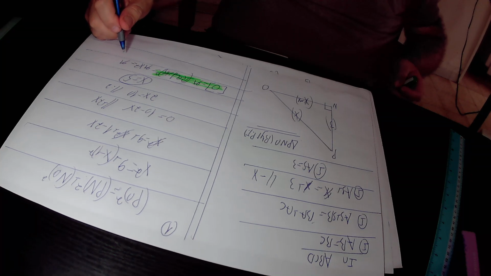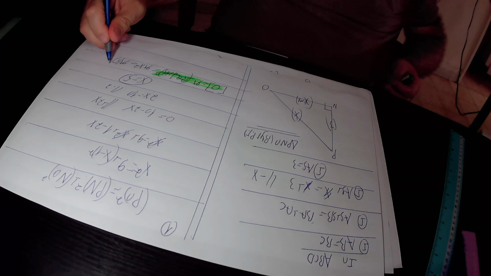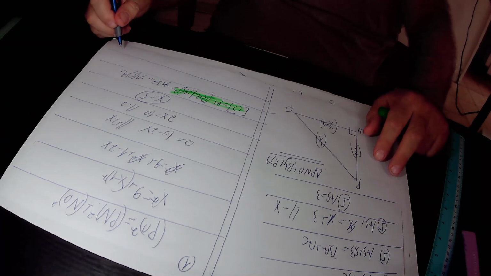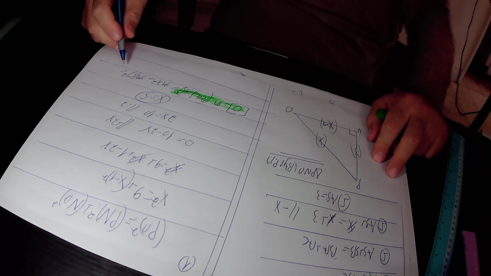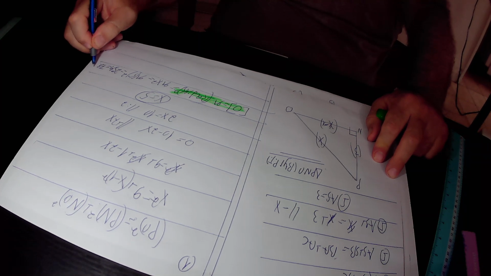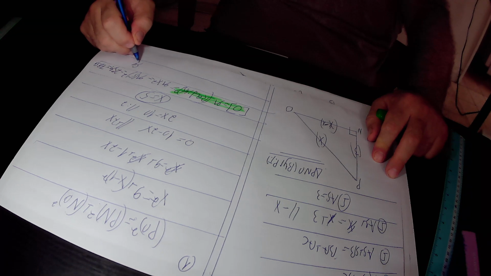x is 5, therefore x squared is 5 squared. So the area of our circle equals pi times 5 squared. 5 squared is 25, so in total this expression equals 25 pi. 25 pi is 78.54 square units.